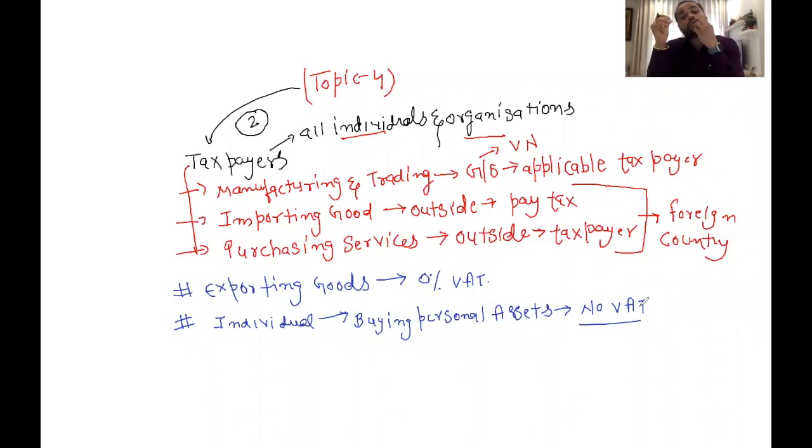So that individuals will not be able to pay any kinds of tax. Right? So that's the information in relation to taxpayers.